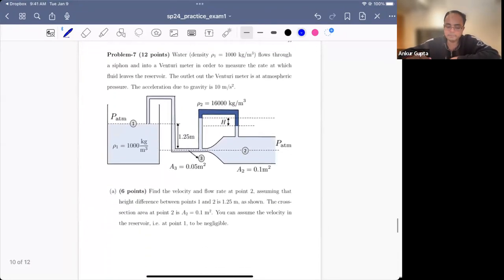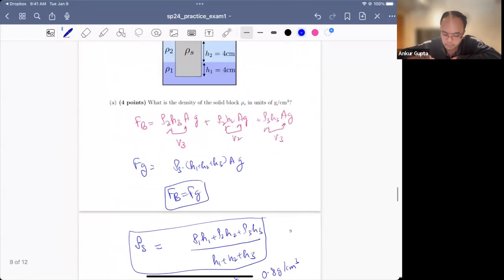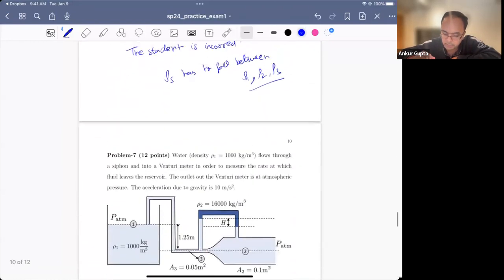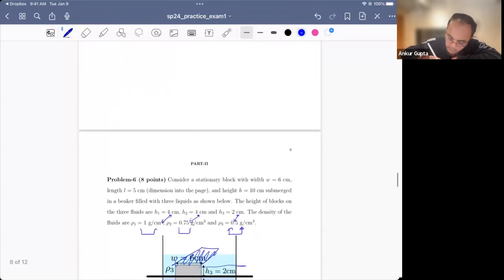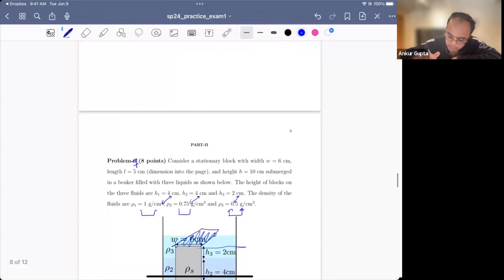Now we have the seventh problem. Was it seventh or is this the eighth problem? I think maybe there's some error in the numbering here. This should be the seventh problem, and this should be the eighth problem.